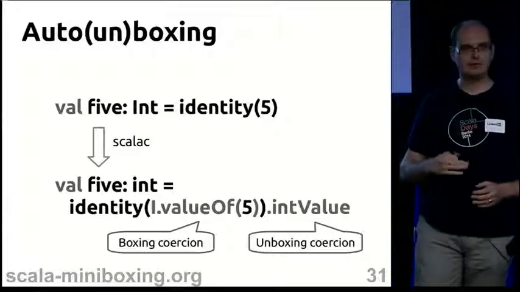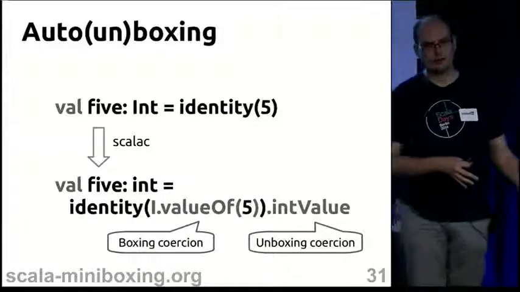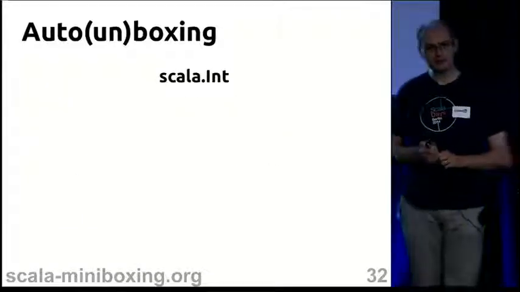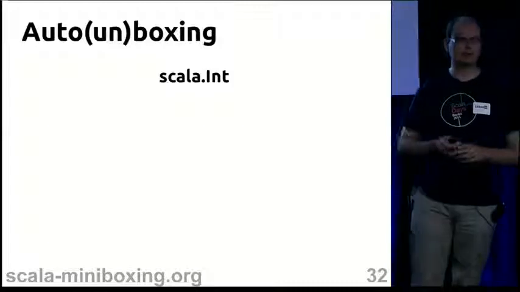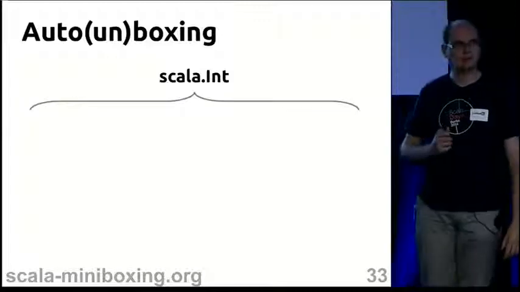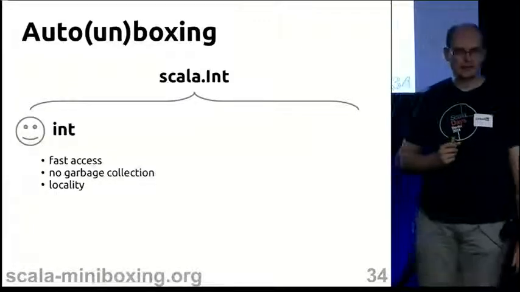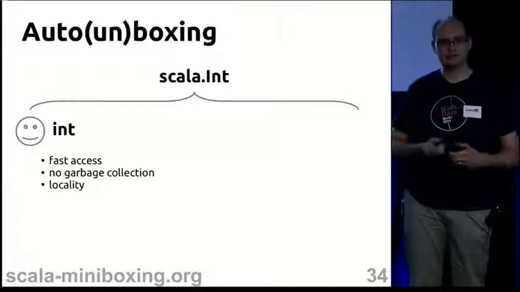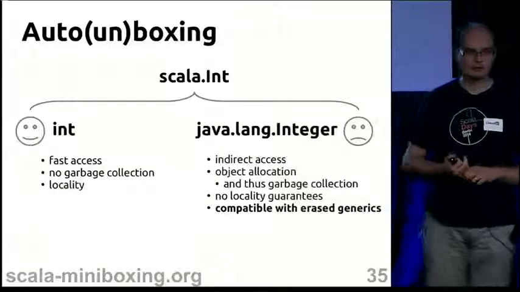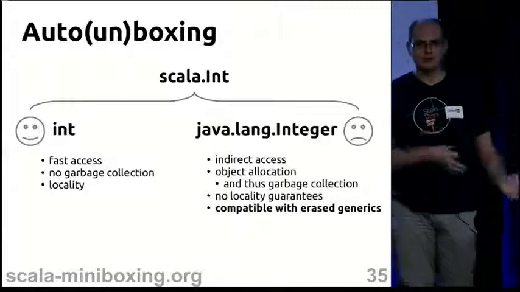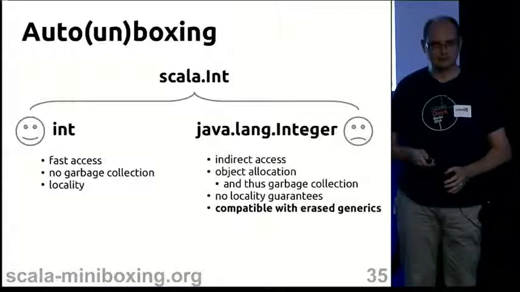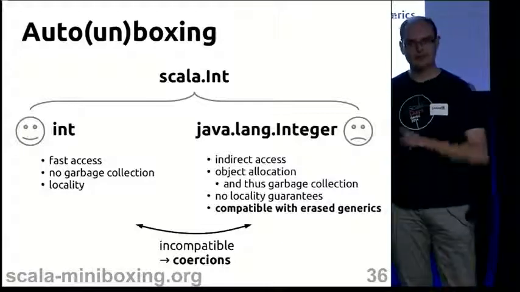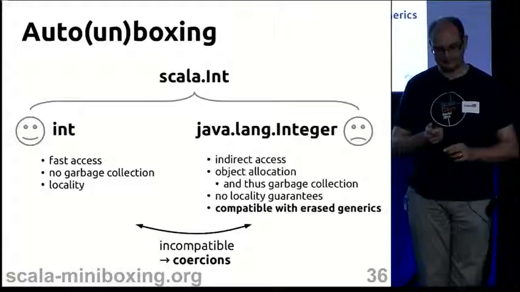And at the end we also have the unboxing coercion, which takes an object, an integer, and extracts the value. Okay, so far so good. But if we think at the higher level, if we think about Scala int, what is Scala int? Well, it's two things, right? It's the unboxed int, which we like, and it provides us fast operations, and at the same time it is java.lang.Integer. And this java.lang.Integer provides compatibility with generics. That's the only reason we use it. But the two of them are incompatible. So you have coercions going from one to the other and back. And that's very important. The compiler takes care of that.